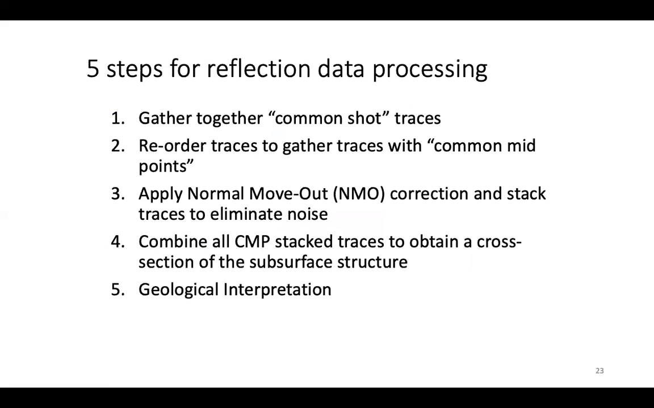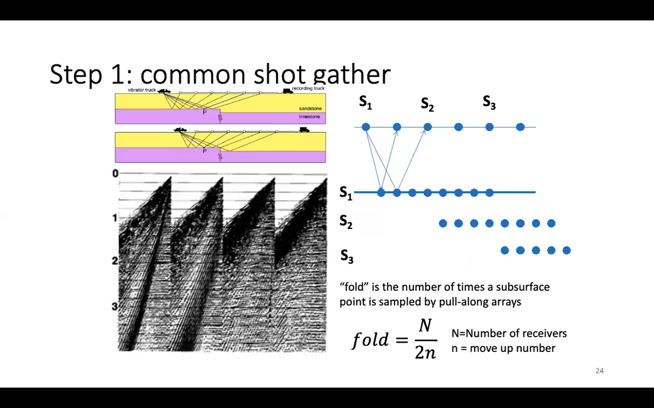Now the steps we do for processing it: we gather together all the common shots, like we've just seen previously. We rearrange all the traces to get them at a common midpoint, and then, well, this is going to be clearer when I actually show the steps. We apply what's called a normal move out, and we combine the stacked traces, and then we give it to a geologist to interpret.